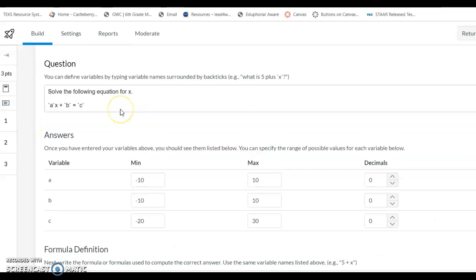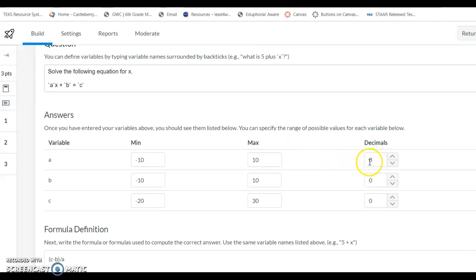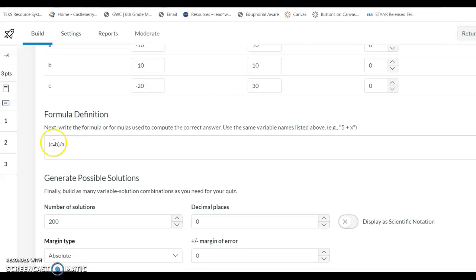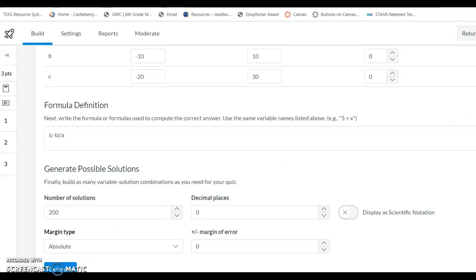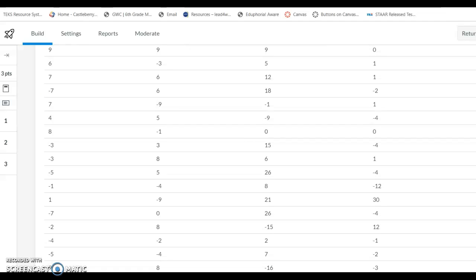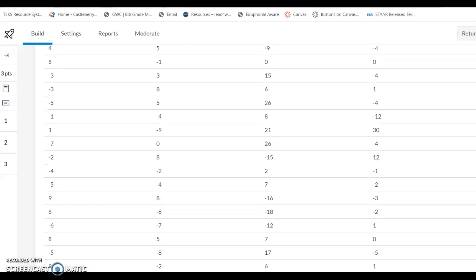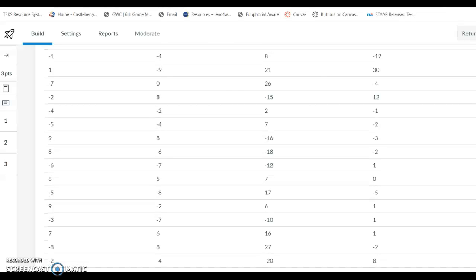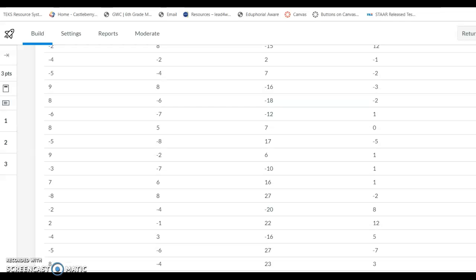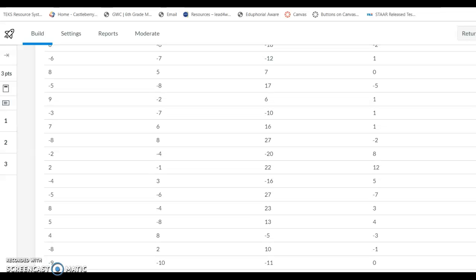I gave the criteria for what I wanted. I could have had decimals for this one. I chose not to. You do have to do the solving of the equation, so the C value minus the B value divided by the A value. And once again, generating 200 solutions means that every single kid is going to get a different 2-step equation. And if you allow kids to take this test more than one time, when they come back, they're going to get a different equation each time, so they can really build on that experience and knowledge, but they're also getting that immediate feedback if they're solving the problems correctly.